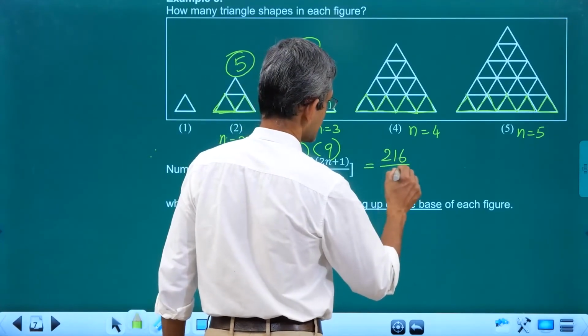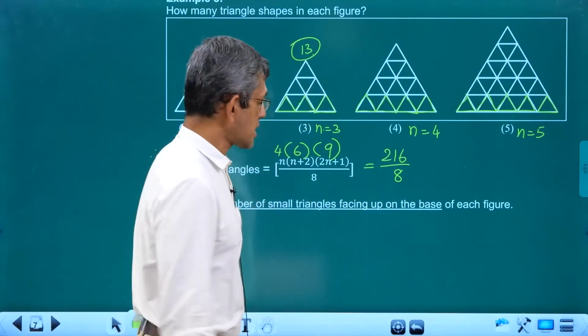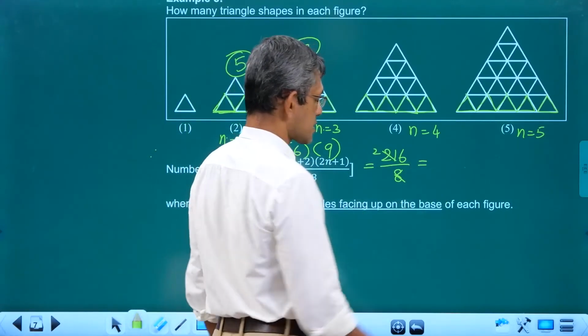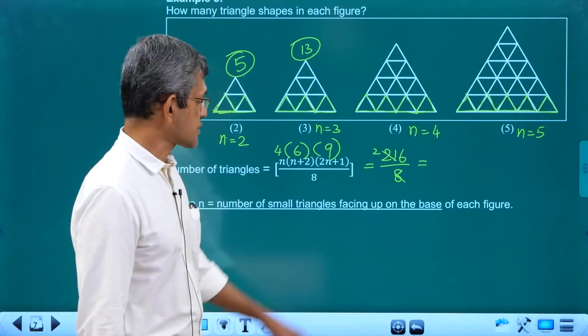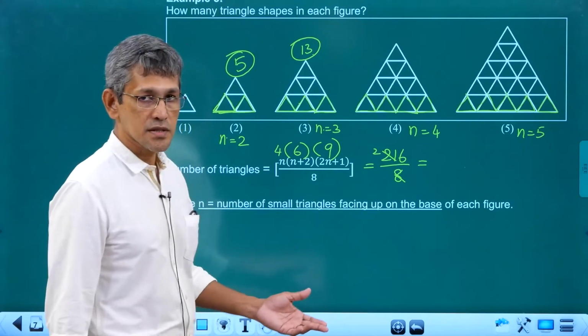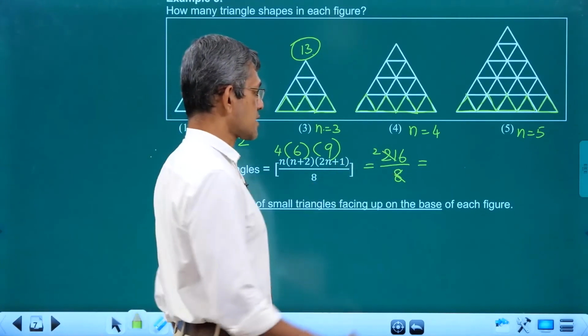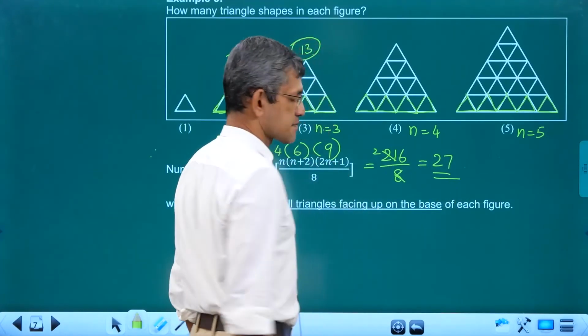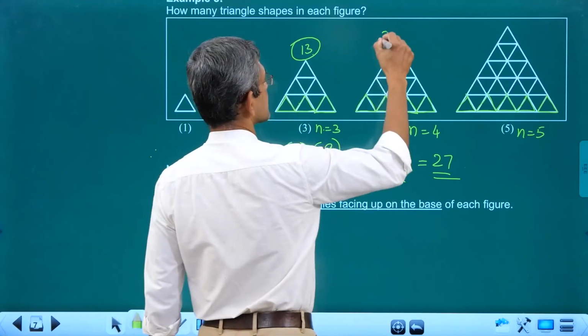216 by 8, how much do you get? 8 how many times? 2 times, right? And the balance is 56. So it must be 7. This part is 7. So ultimately what you get is 27. So how many triangles do we have? 27 triangles.